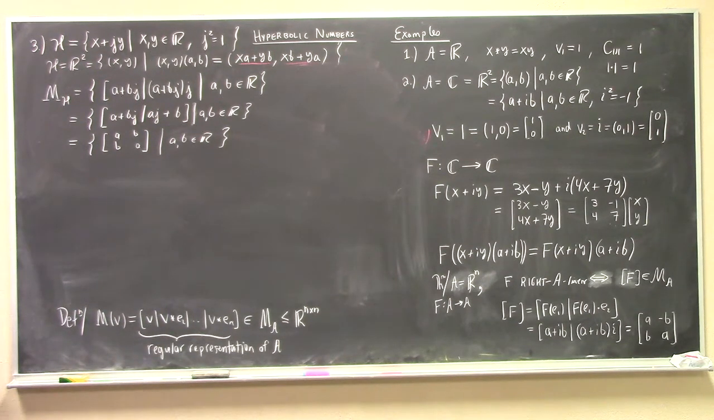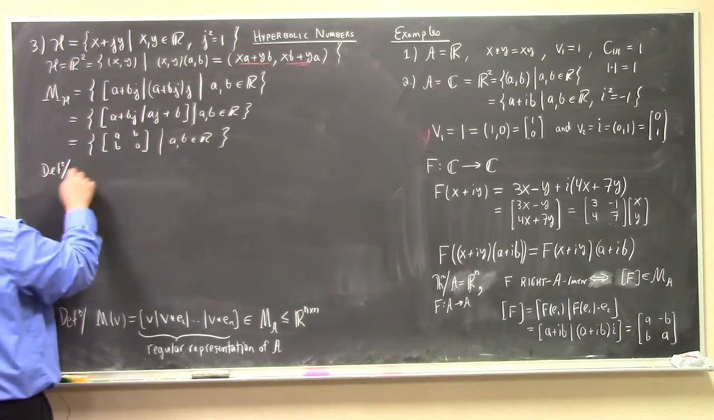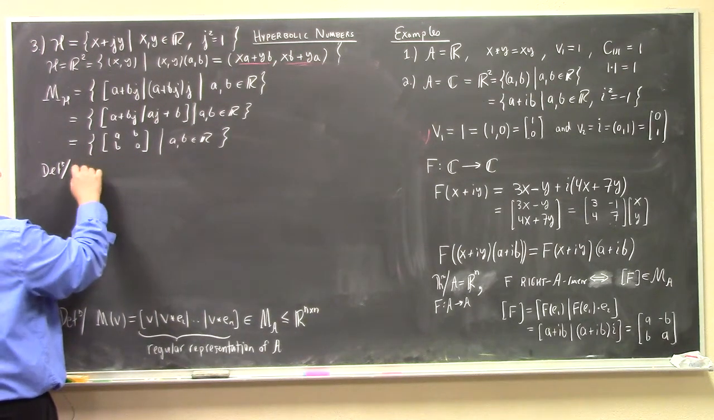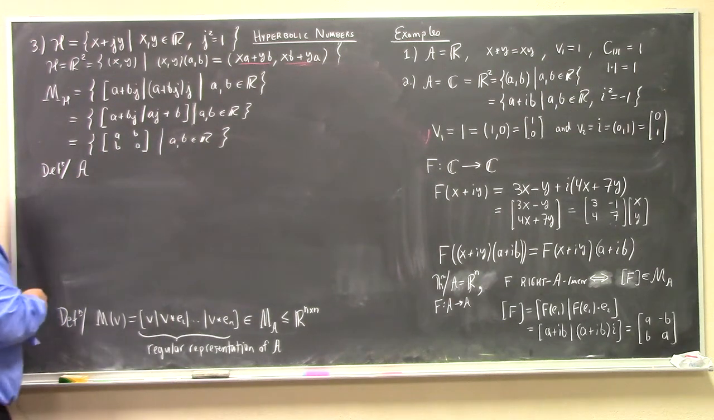Wait, shouldn't there be a negative somewhere? Didn't we say that down here? No, that's complex numbers. So it's like complex numbers without the minus. You can't have minus in hyperbolic space.